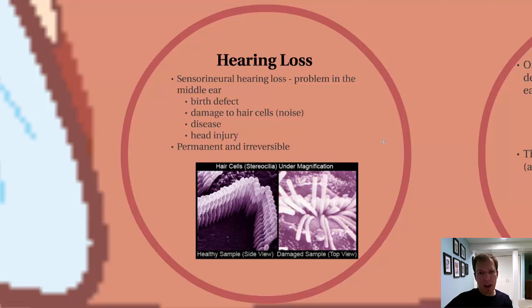The second type of hearing loss is called sensorineural hearing loss. This is when there's a problem in the middle or the inner ear. There's a wide variety of reasons. It could be a birth defect, something that is genetic. This also can occur due to prolonged damage. Those hair cells, which you can see listed here, are supposed to bend in response to those pressure waves and then return back to the original position.